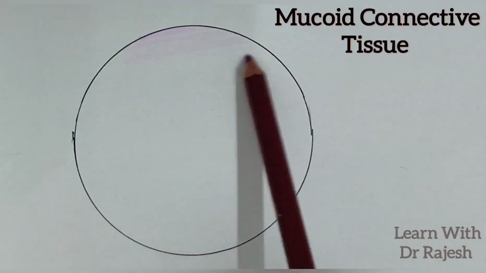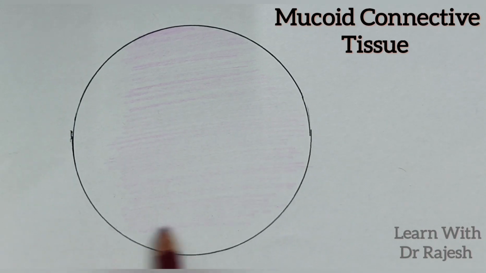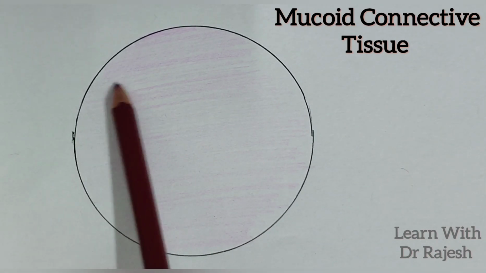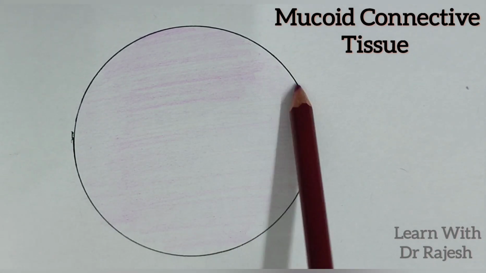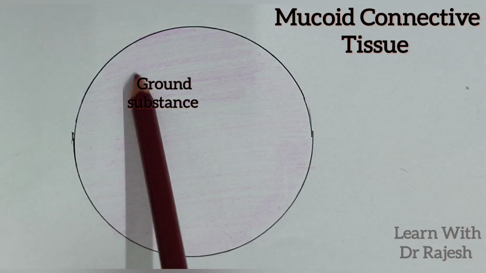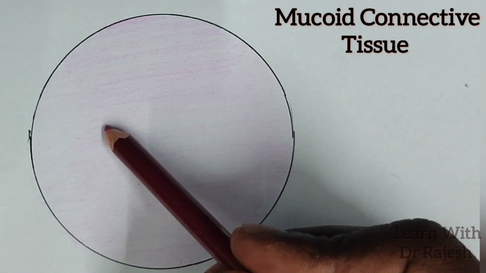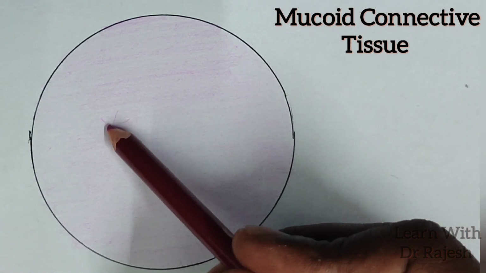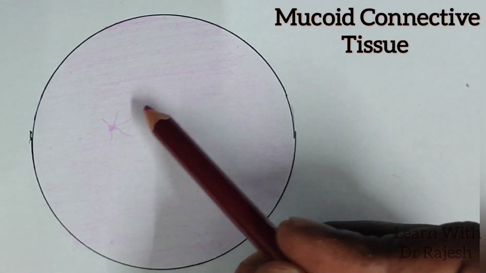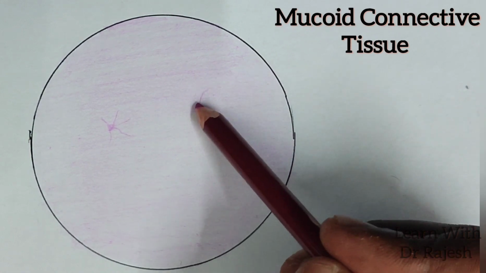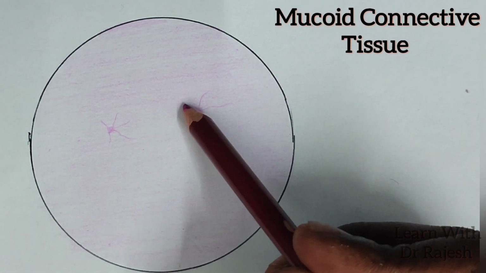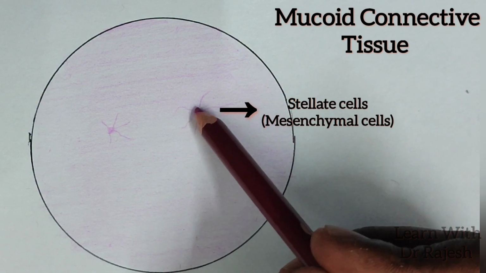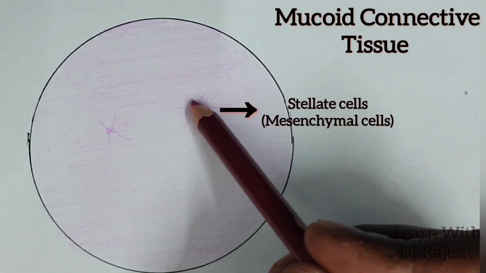The next type of connective tissue is the mucoid connective tissue. Here also we have to draw first the ground substance. The ground substance is mainly made up of glycosaminoglycans, which is a viscous solution on which we can see some fibers, the collagen and reticular fibers. Next we can see a special type of mesenchymal cells, which are stellate shaped cells. This is how it will have many cytoplasmic processes.